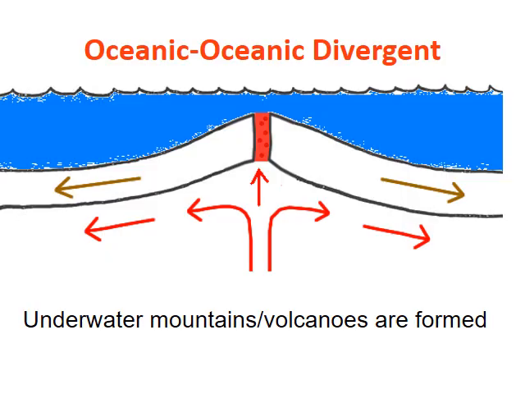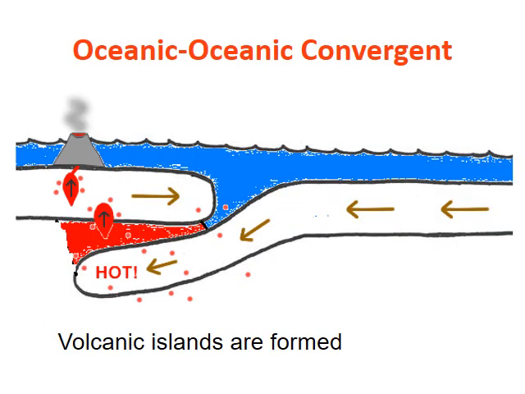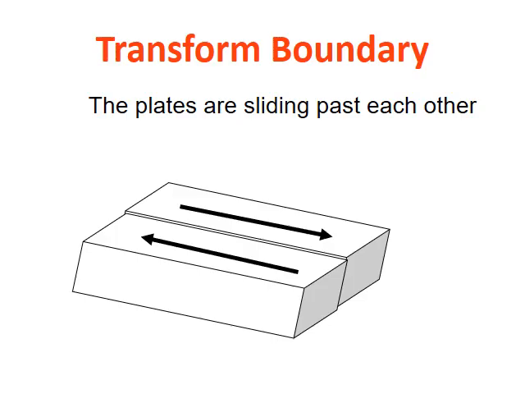Here's an Oceanic-Oceanic Divergent. You see, under the water, the two plates are moving apart, and magma is popping up, and we're making new mountains and underwater volcanoes. Simple. We've got Oceanic-Oceanic Convergent. Two ocean plates are meeting. We get a volcanic island because we get the friction here and the rock gets hot and the hot rock rises, gets up here, makes a volcano, and then we've got a volcanic island. A transform boundary. Plates are sliding past one another.